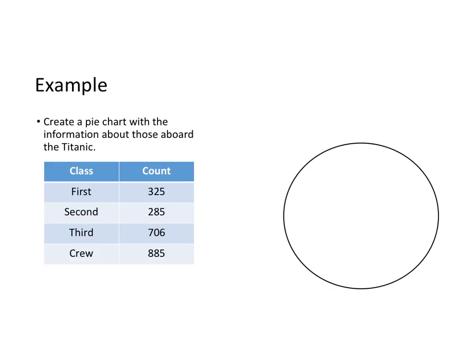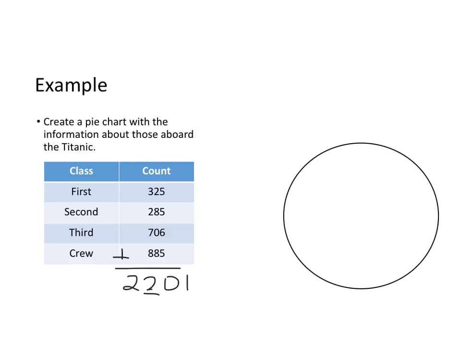Next, we will create a pie chart with the information about those aboard the Titanic. Creating a pie chart is a little more complex. First thing we will do is find the total number of people that were aboard the Titanic. If we take our first class plus our second class plus our third class plus the crew, we learned that there were 2,201 people aboard the ship.